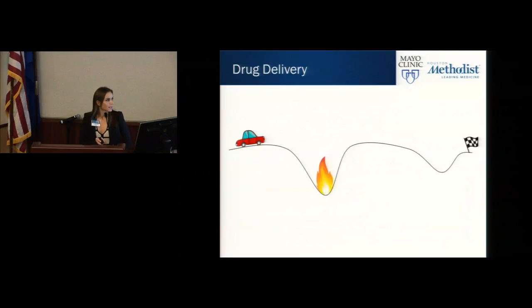And here on the next slide, you see a simplified analogy of drug delivery, where the car represents the drug delivery system and the road, the biological environment. And in the middle, you see this fire pit that symbolizes the biological obstacles in the body that prevent the drug from going where it's supposed to.